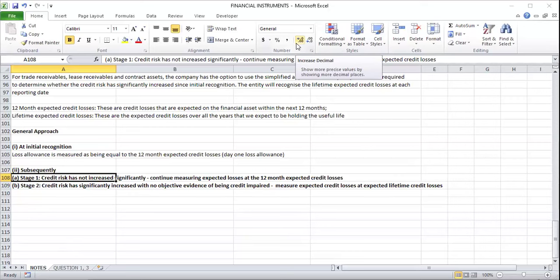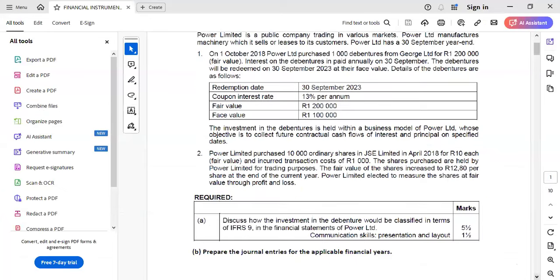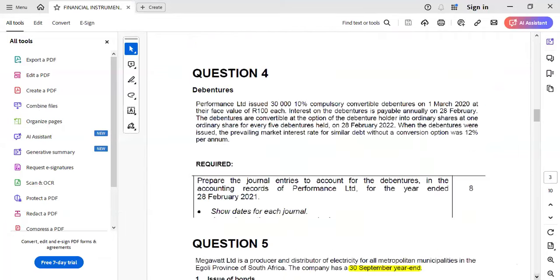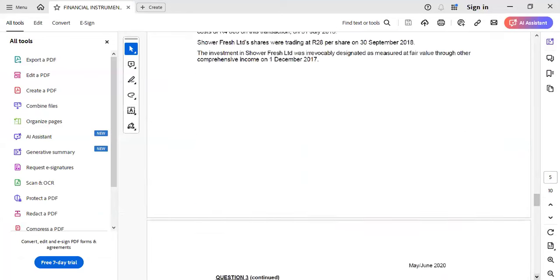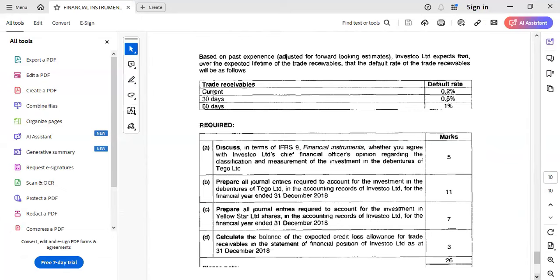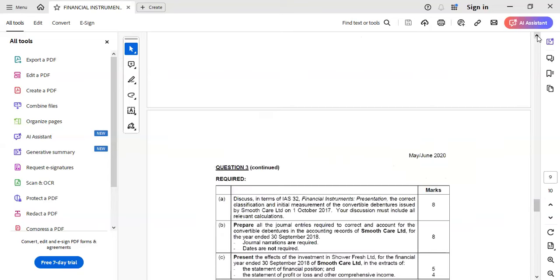Right. So now I want to show you what we mean with what I've just said, by looking at questions. I think we did question 1, and question 3 we did. For now, we'll deal with question 2 and question 9. Right, let's go to question 2.